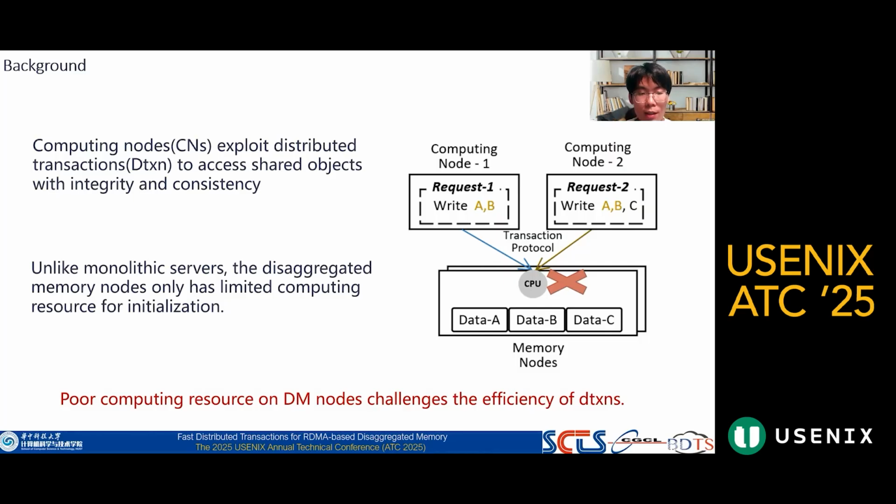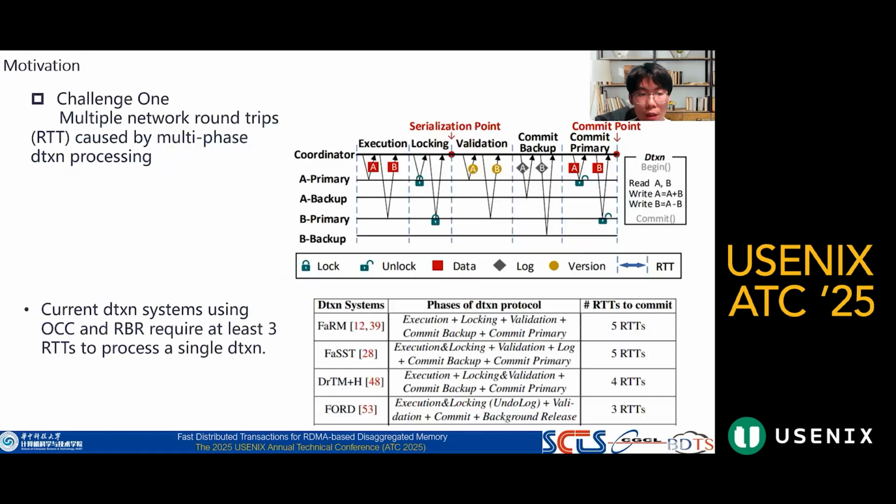Moreover, transaction systems should offer low latency for mission-critical applications. This requirement makes it difficult to deploy transaction systems in the DM due to the following challenges. The first challenge is that multi-phase transaction processing can cause multiple network round trips. Transaction systems usually adopt optimistic concurrency control and primary-backup replication to guarantee high availability.